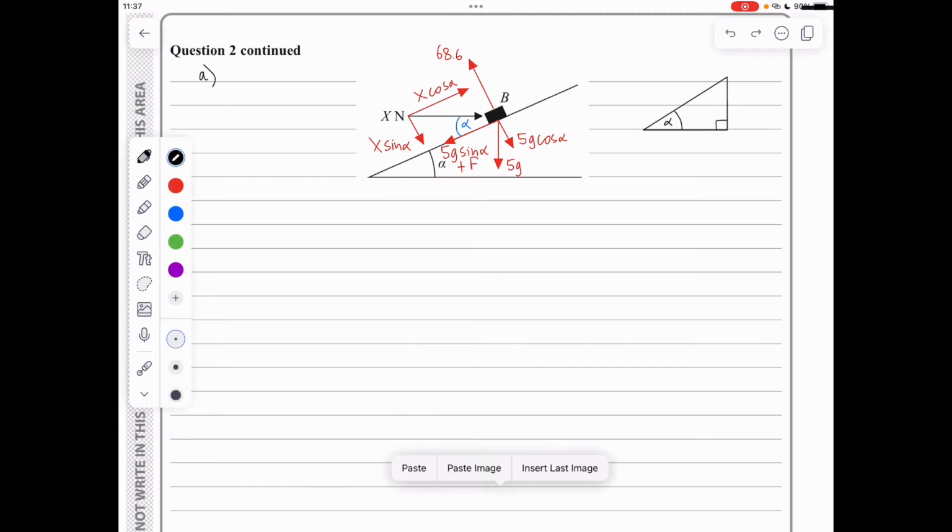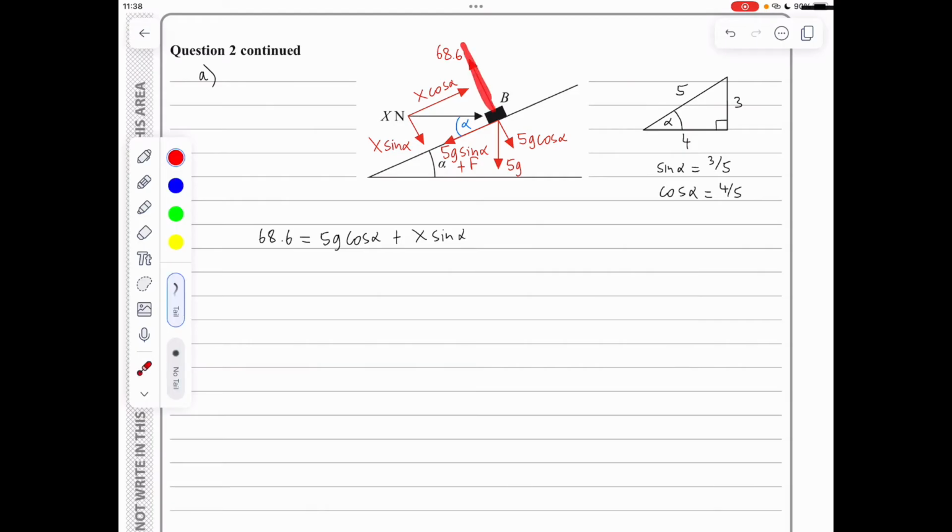We've got 3/4 opposite over adjacent, and this means it's a 3-4-5 triangle. That makes sine alpha 3/5 and cos alpha 4/5. So I will start by considering the forces that are acting perpendicular to the plane. So we've got 68.6 is equal to 5g cos alpha plus x sine alpha. So these are the forces acting perpendicular to the plane.